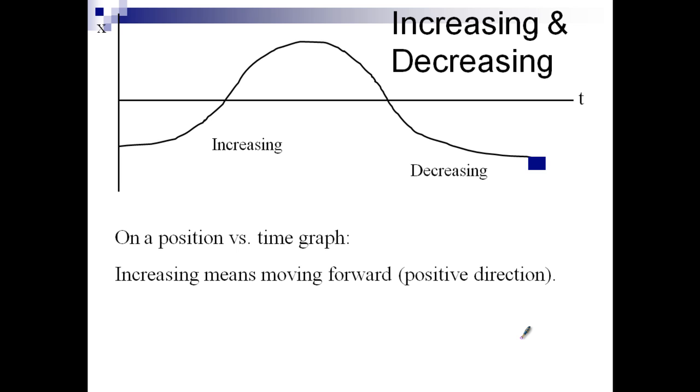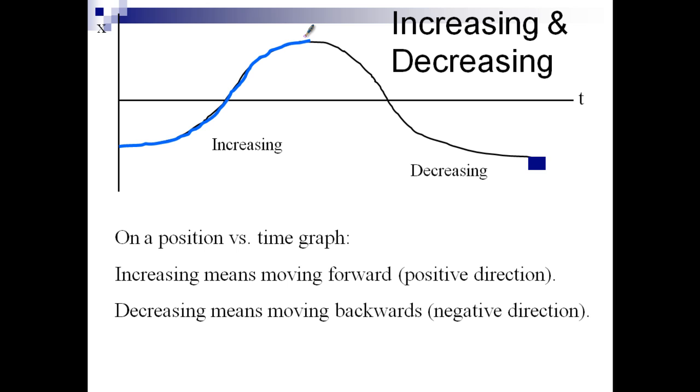So increasing means moving forward. Anytime we're moving forward, we're increasing. You see this is all positive slopes. Any line I draw tangent to this curve up to this point right here will be a nice positive slope. And decreasing means moving backwards in a negative direction. So anytime I can draw a tangent line that's going to end up being a negative slope, I'm going to be moving in a negative direction.